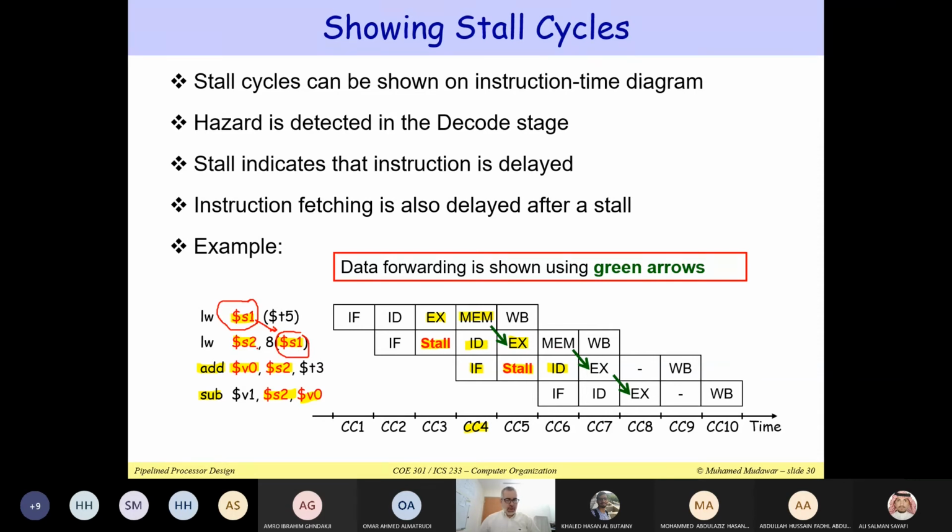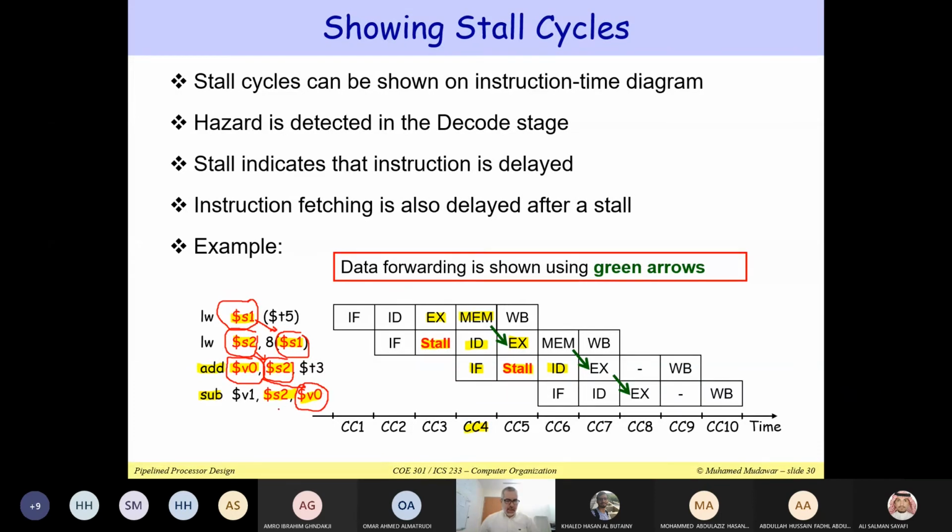Notice that also here we are forwarding from the memory stage back to the execute stage because this needs S2. So also we have forwarding. Notice that it's happening in the pipeline. And here we are forwarding from the execute back to the execute. This add is going to forward to this subtract, so this forwarding is from the execute to this execute.